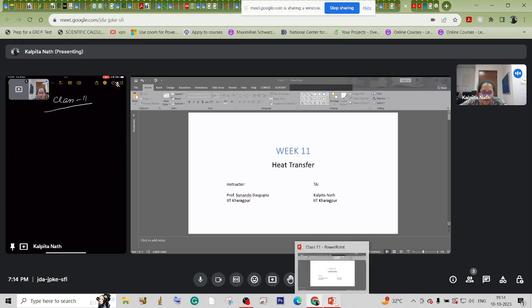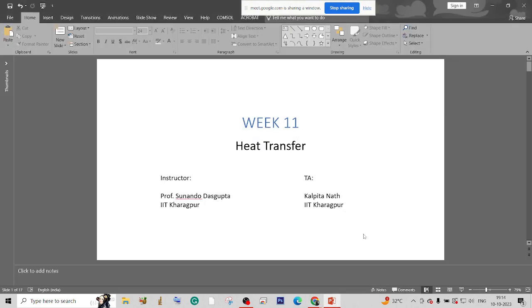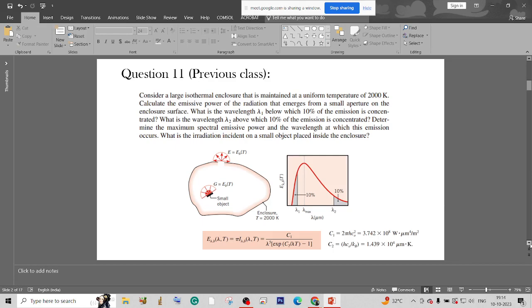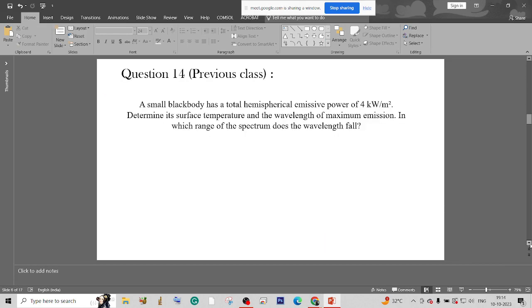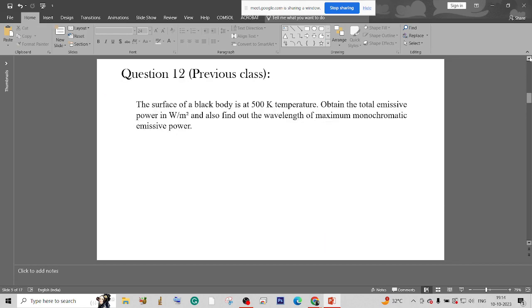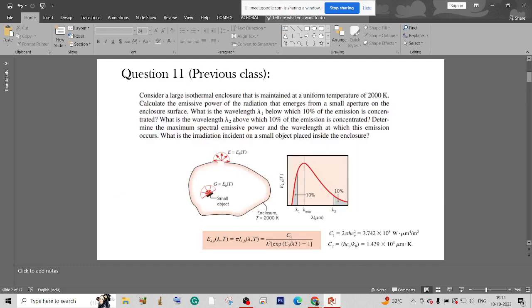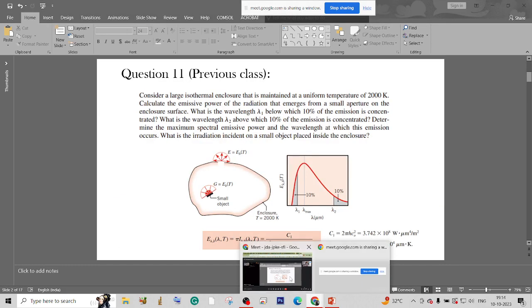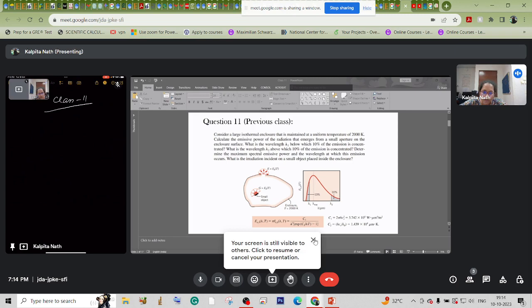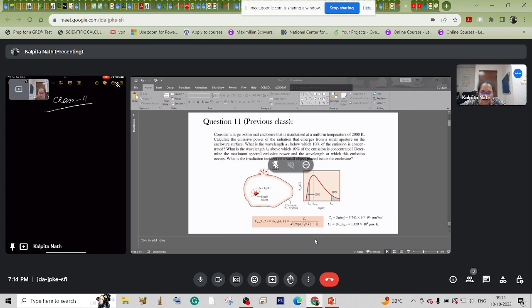First three, four questions rather, were left over from the previous class. So in the previous class, these four questions were left to be solved, and we'll first start with these four questions. Let us read out question number 11 first.